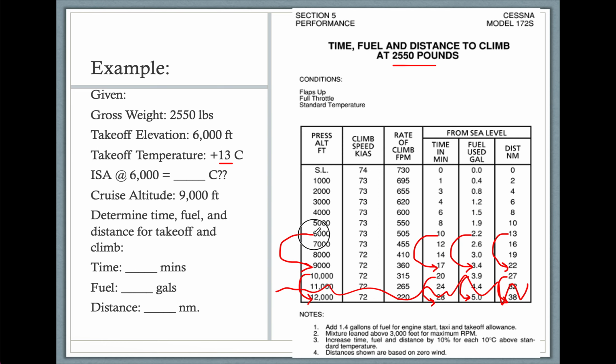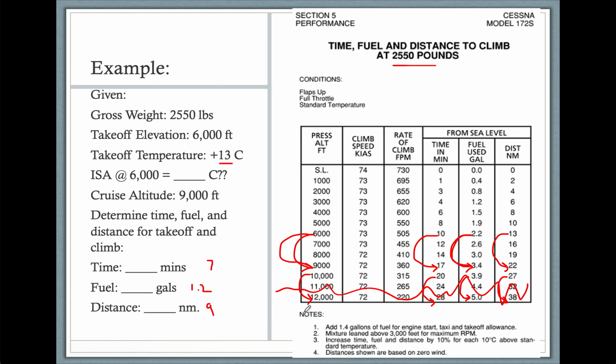So first we went from 6 to 9. So the difference between 10 and 17 is 7 minutes. I'm going to put it off to the side because that's not my right answer though. The difference between 2.2 and 3.4 is 1.2. And the difference between 13 and 22 is going to be 9. Okay. Now I need to see what else is handy on here.